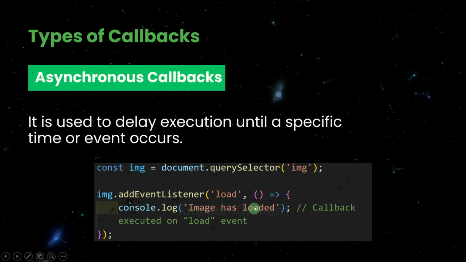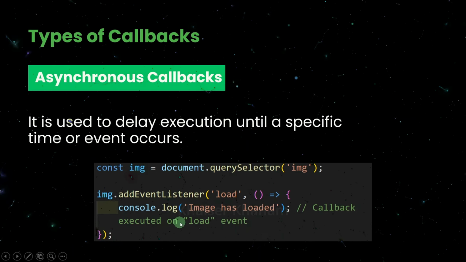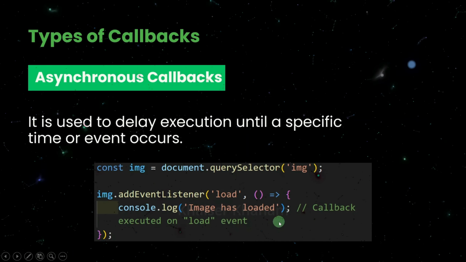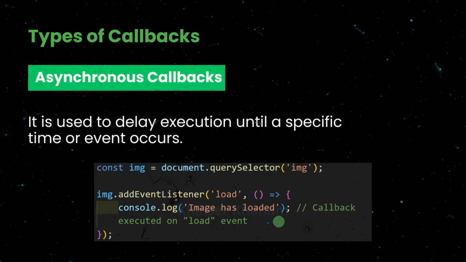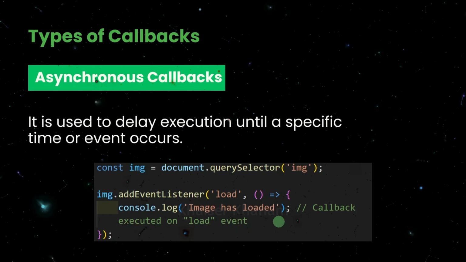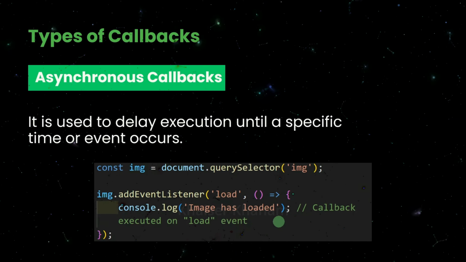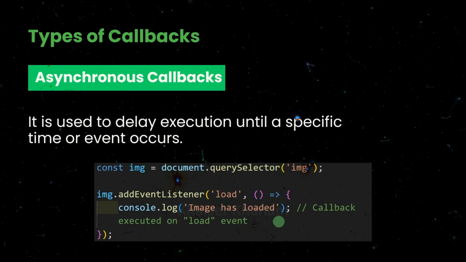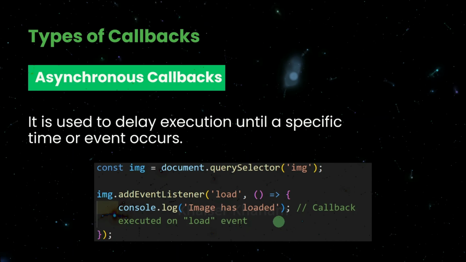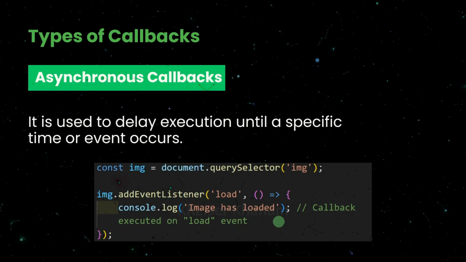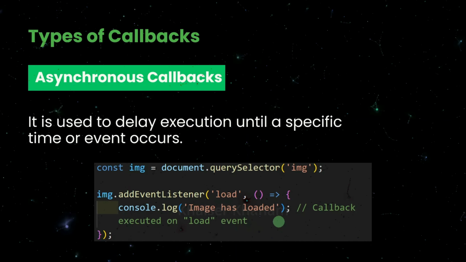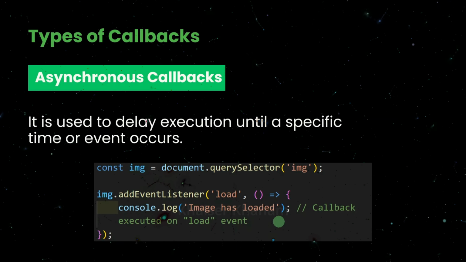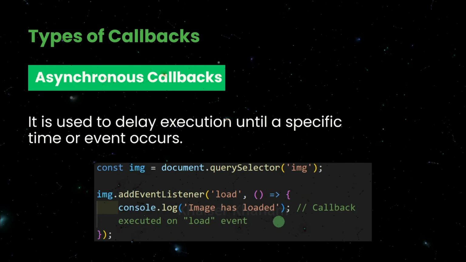So this callback, what we are having here, it will only execute on the load event. Once our image is ready and once this load event is fired, only then this callback will be executed. So this is called as asynchronous callback. So basically we have two types of callback, synchronous callback and asynchronous callback. Synchronous, which will be executed immediately, and asynchronous, it will take time until the specific event occurs.